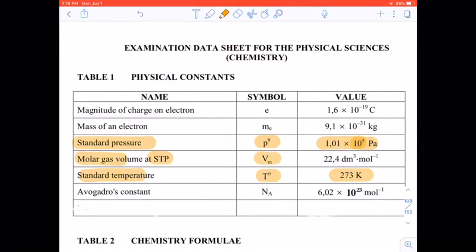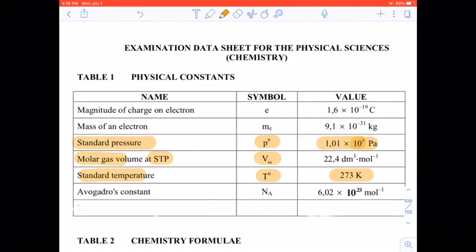And that's the volume, the molar volume of any gas at STP, is 22.4 decimeter cubed per mole. And we know a decimeter cubed is the same as a liter, right? So it can be 22.4 liters per mole.